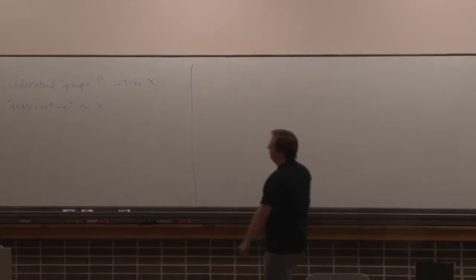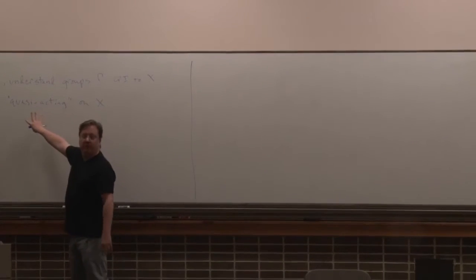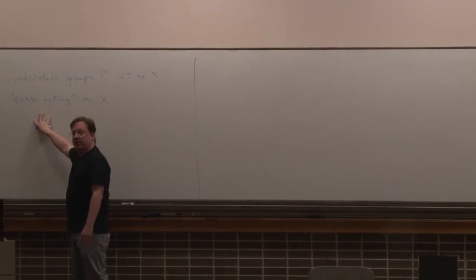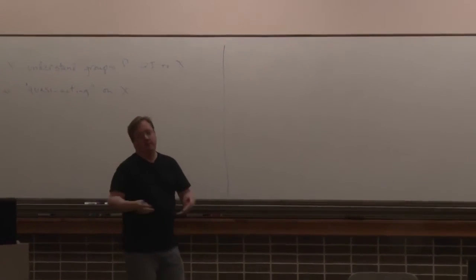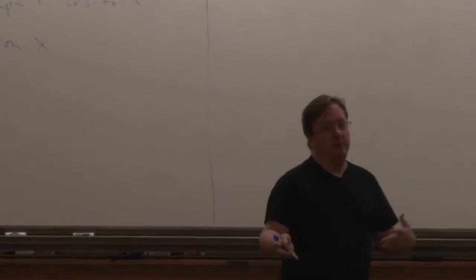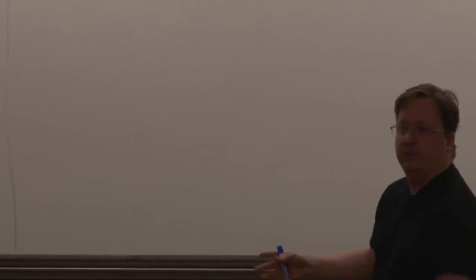Before we deal with some big group quasi-acting, we're just going to want to deal with individual quasi-isometries. Just as if you want to understand groups of isometries of hyperbolic 3 space, you usually want to start by understanding what individual isometries look like, and then trying to piece that together.